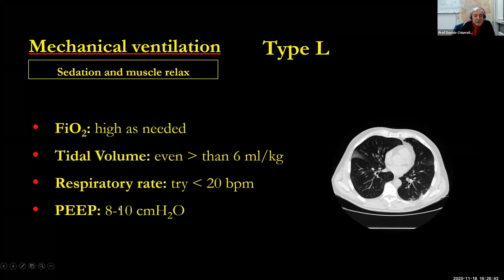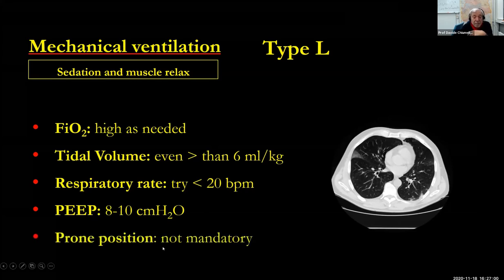You may use some paper. I put 8 to 10, why not? Just to prevent, in patients who are sedated and so on, some atelectasis, as you have in a normal healthy lung when you induce anesthesia, paralysis, and so on. You may have some problem.